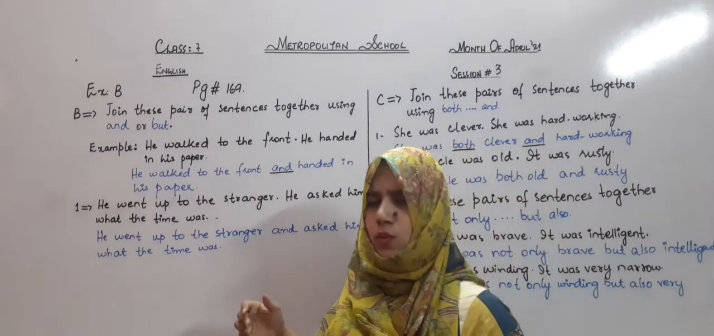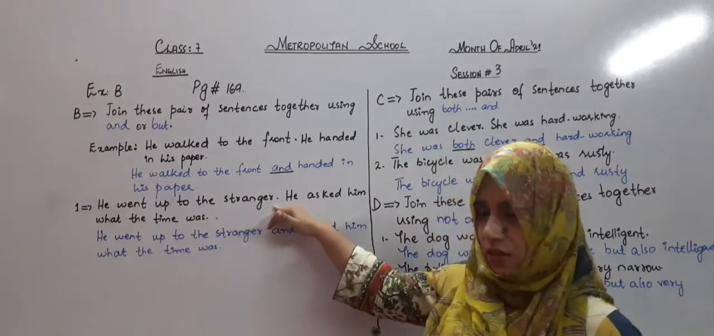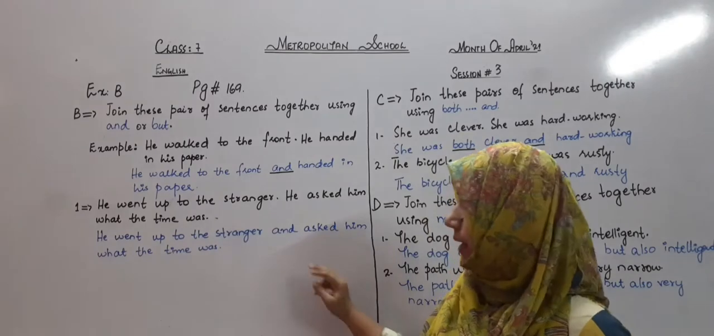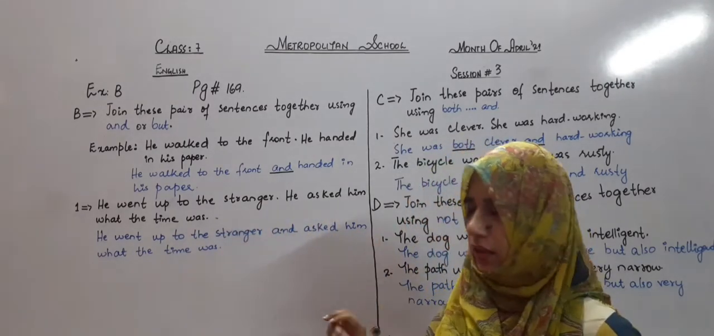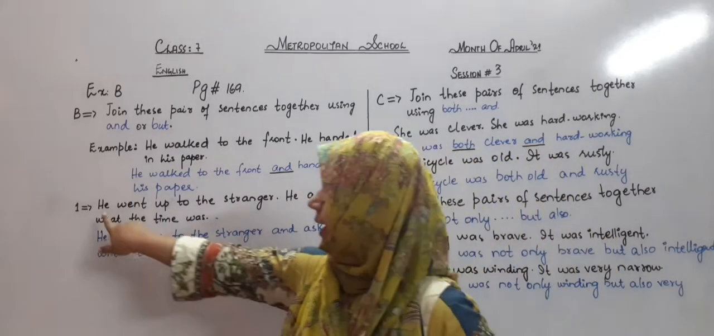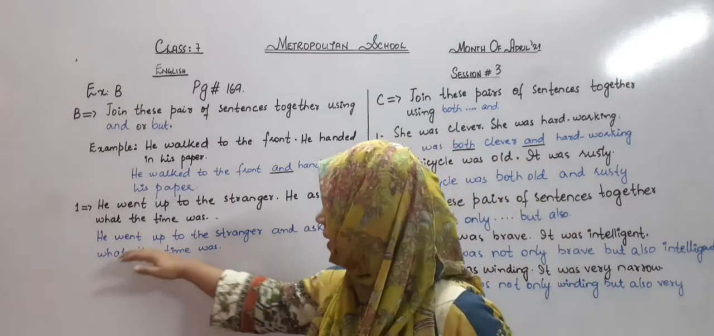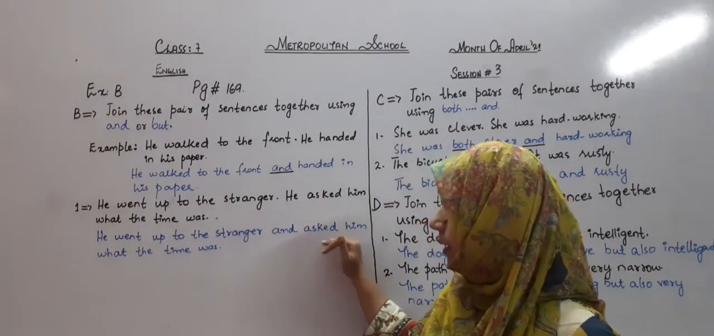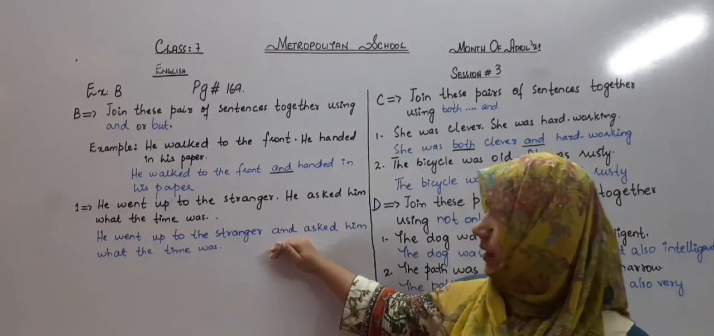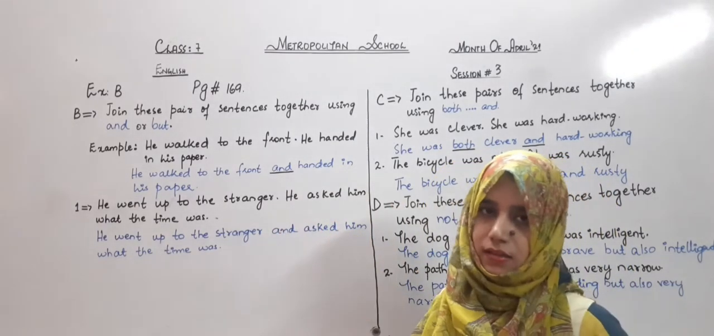Now let's move towards another example so you can get a clear idea of it. He went up to the stranger. He asked him what the time was. The two sentences are written over here, in which the subject is he, here and here. So how can we add a conjunction in it? He went up to the stranger and asked him what the time was. So we are adding and in it, by replacing the subject of the second sentence, right?